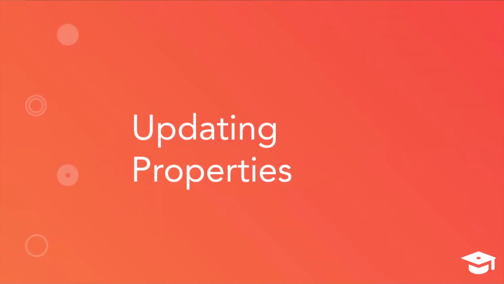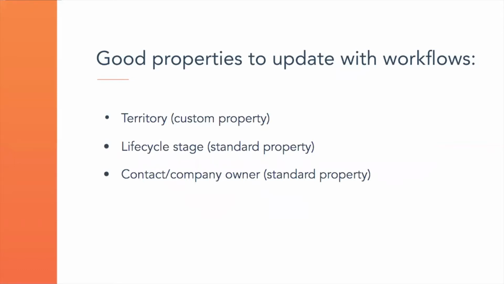The first one is around updating properties. There are some good properties that you can actually update within workflows, and these are the three we're primarily going to focus on. Territory, which is a custom property that you have to go through and build directly within HubSpot, and that could be a variety of different things from a location standpoint. Life cycle stage, like we mentioned, a standard property. And the last one being contact and company owner: who is that contact or company that you're directly dealing with as the sales rep or sales team.